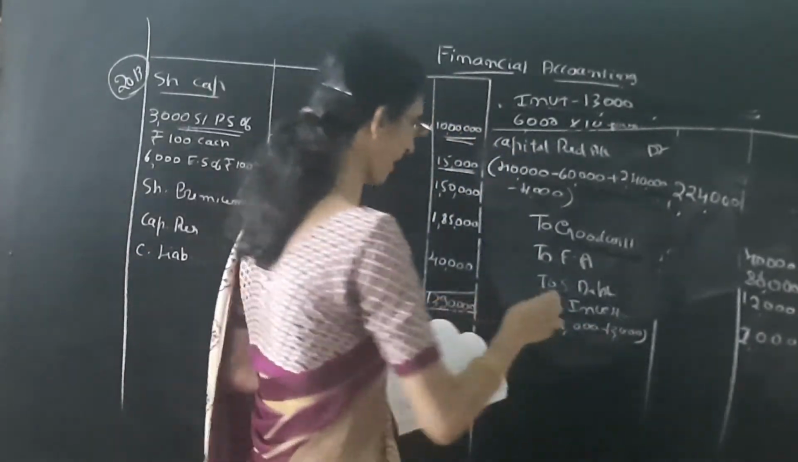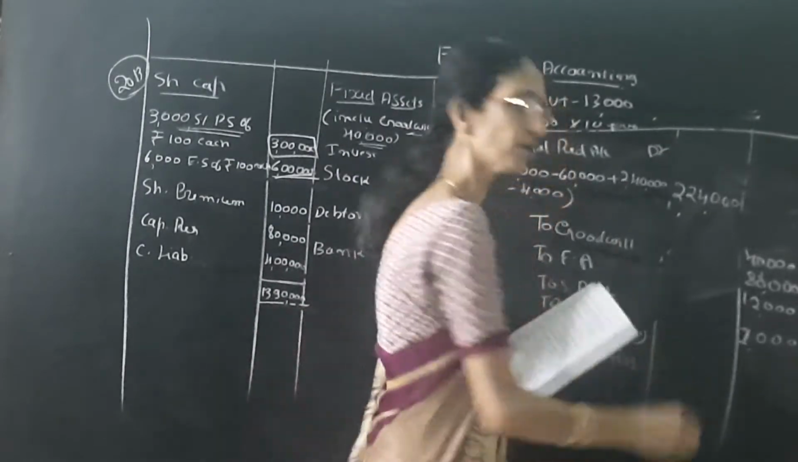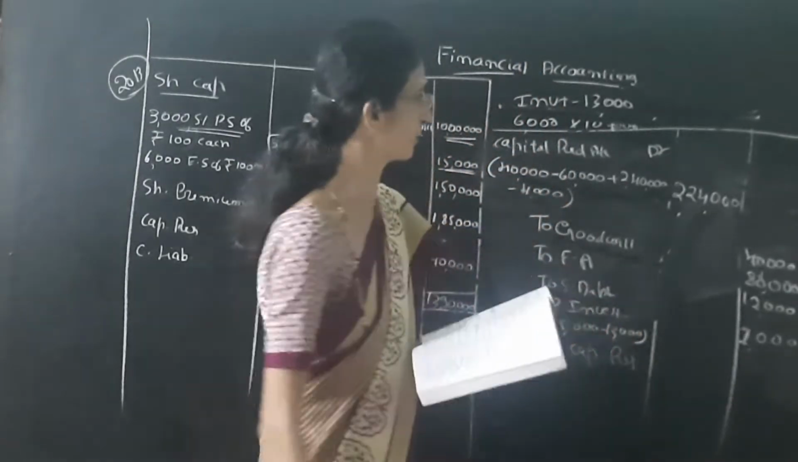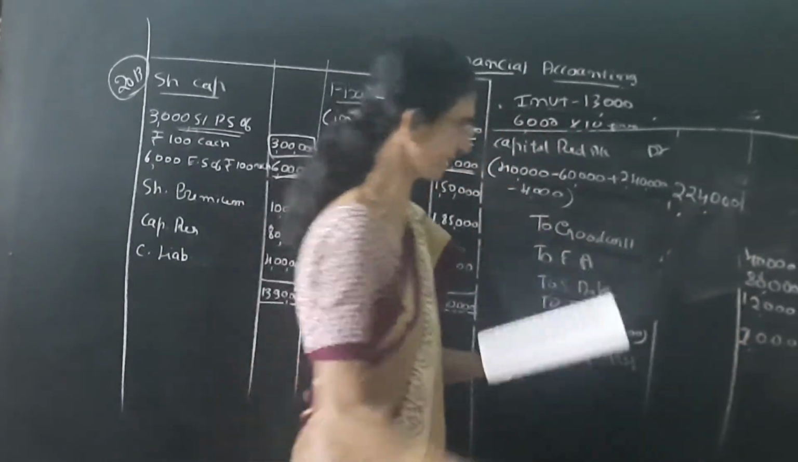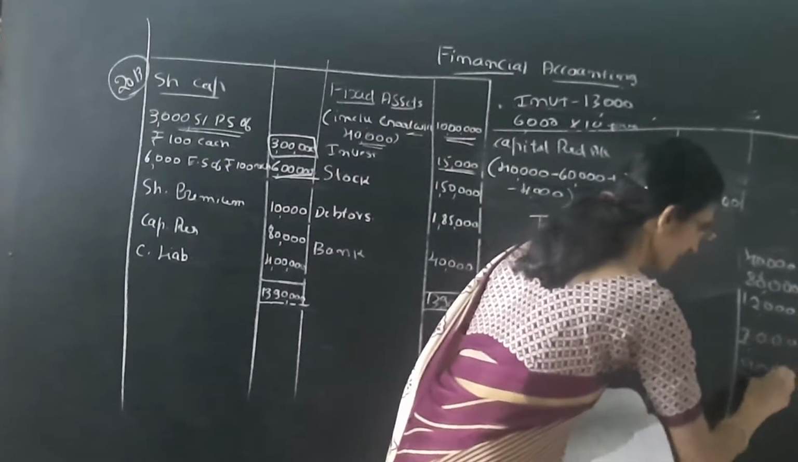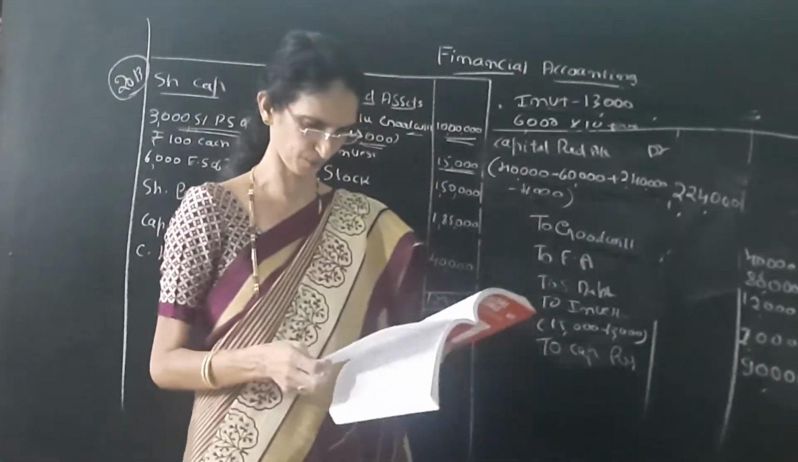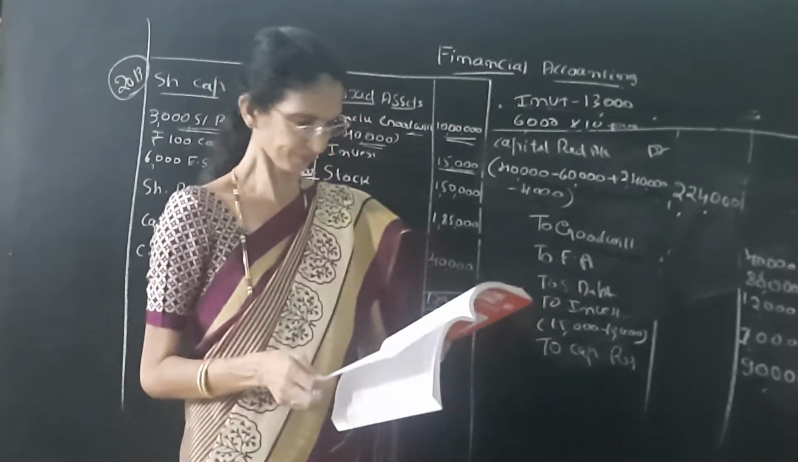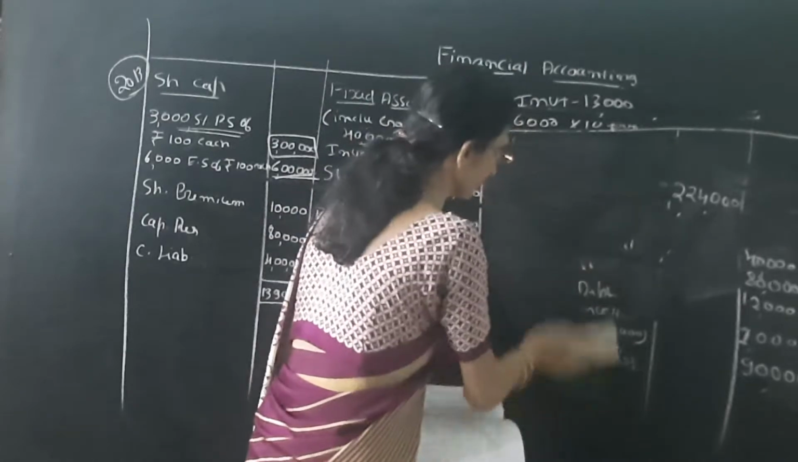Next, the remaining balance should be transferred to the capital reserve account. So 2,20,000 minus this much amount, then we get 90,000. This 90,000 should be transferred to the capital reserve account. This entry is over. Another entry is remaining.